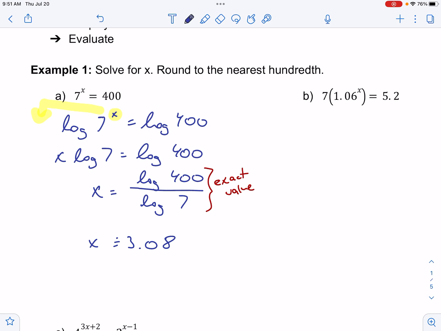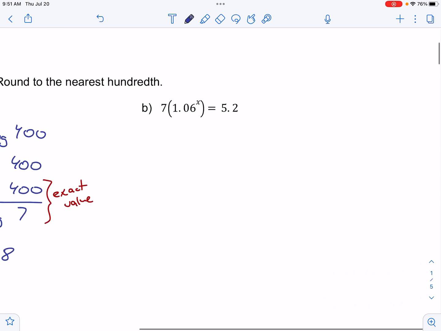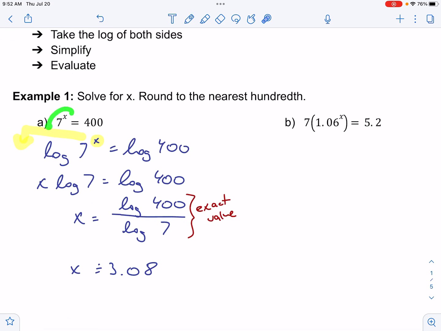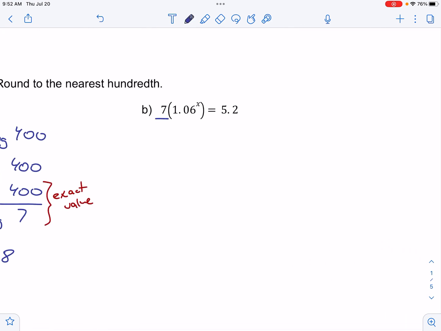Okay. Let's look at question B here. 7 times 1.06 to the power of x is equal to 5.2. I want to get it looking like our first question, where I just have one term with an x and nothing else happening to it. And so here I'm going to start by dividing both sides by 7, leaving me with 1.06 to the power of x is 5.2 divided by 7. I'm not going to put that into a decimal until the very end because I want to keep my math as precise as possible until I type it into my calculator once.